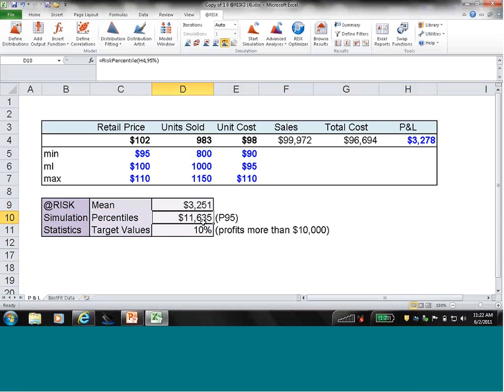We use the risk percentile function. This is saying what is the 90th percentile of our profit and loss, which is 11K. We could change that to just 5 and look at our 5th percentile, which is negative 5,000. We can look for a target value by using this risk target, and we're looking at what is the percentage of time we're going to have a profit more than $10,000, and it looks like it's 10% of the time. So some very easy ways to just write in cells and quickly gather the information that we need.